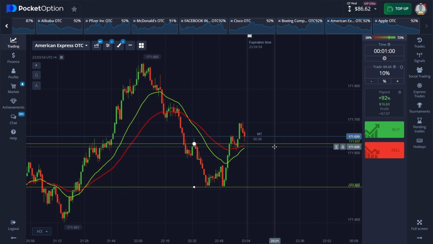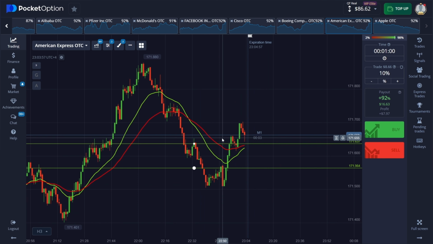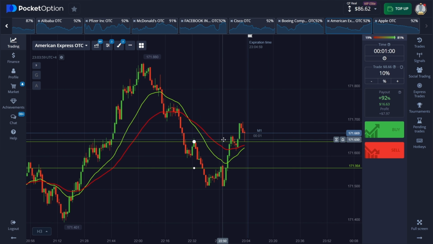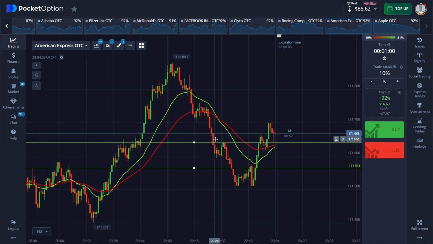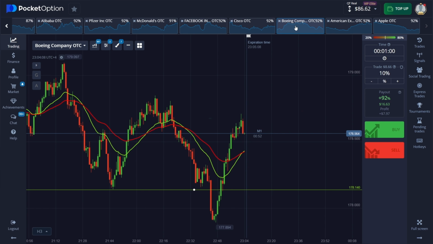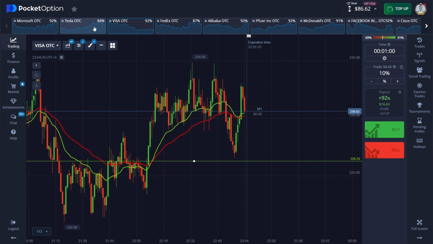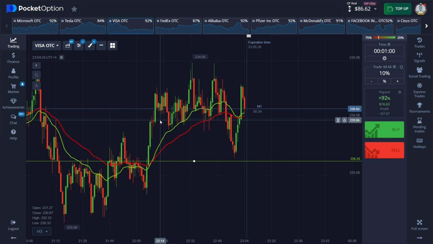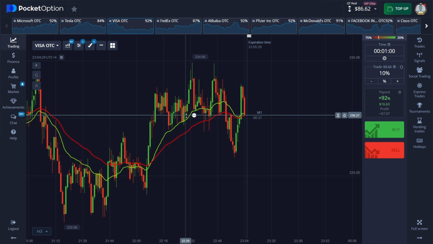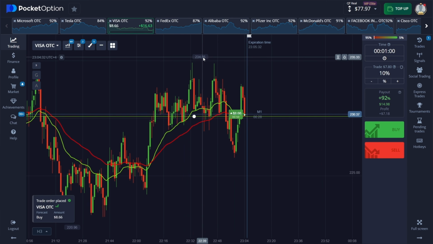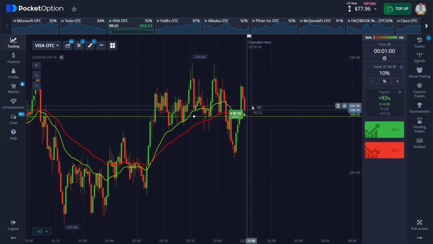Now, it looks like there's a good trade opportunity on American Express OTC based on the moving average and a support level. If this candle gives us entry, then we can consider it. On Visa OTC, there's also a potential trade from the support level and moving average. I placed a trade for the upside move on Visa OTC from the support level and the moving average. The candle broke through the resistance level and is retracing, which means the resistance level has now become a support level. The moving average also supports this.